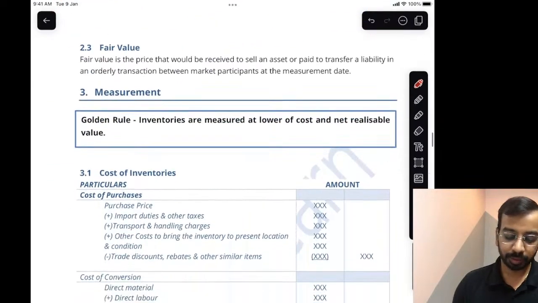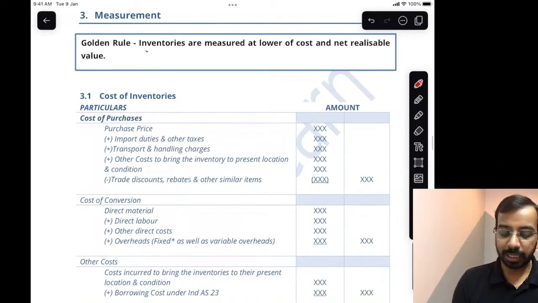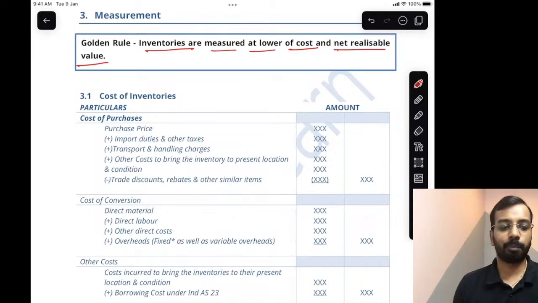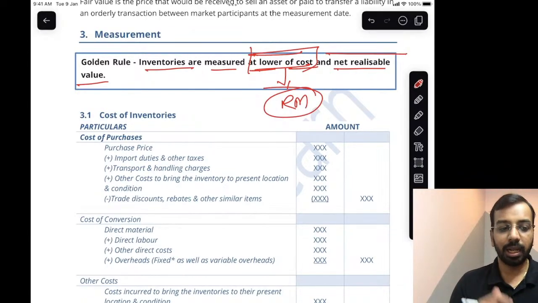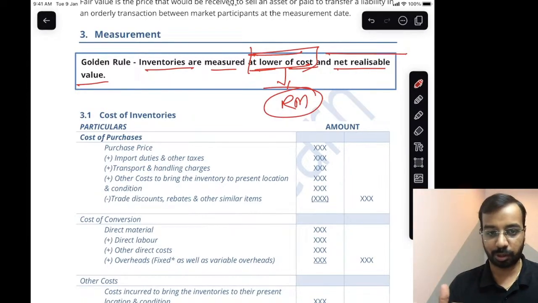Now the golden rule that you need to remember is inventories are measured at lower of cost and net realizable value. So the standard thing that you need to remember is inventories are measured at lower of cost and net realizable value. One thing you have to keep in mind, for raw material we will have a slight exception. Now this is very simple to understand.